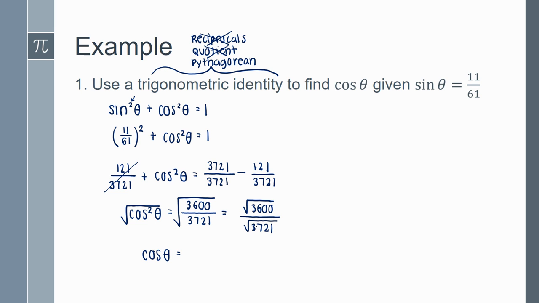But now here, hopefully we're okay that the denominator actually is going to go back to being 61. Because how did we get the 3,721? We squared 61. Okay, if you take the square root of 3,600, you get 60. So this would be our final answer.